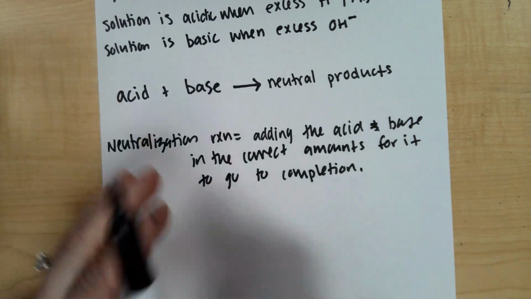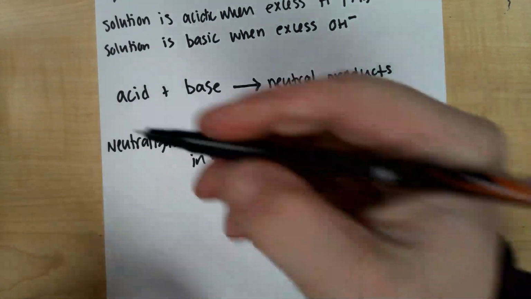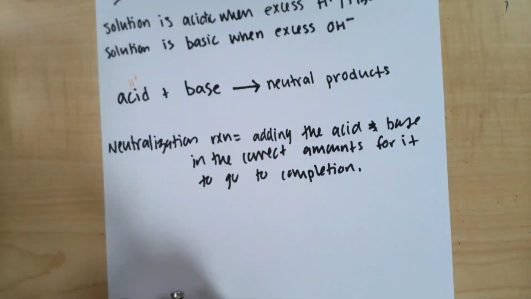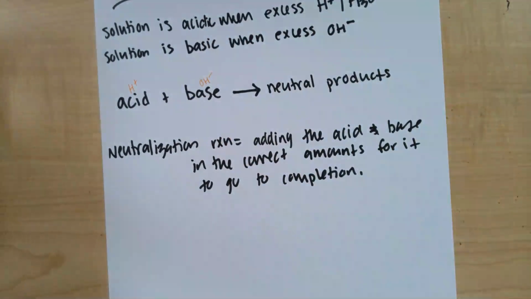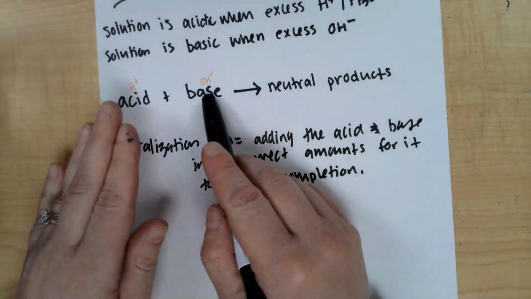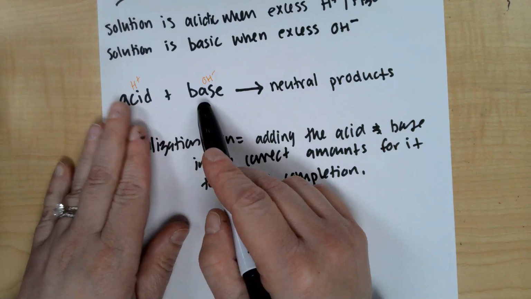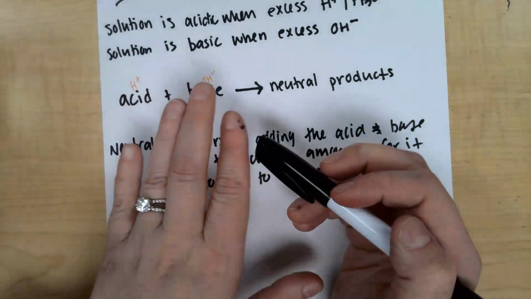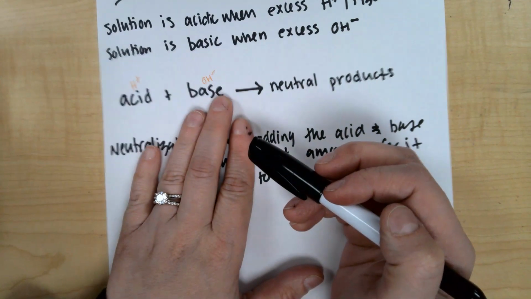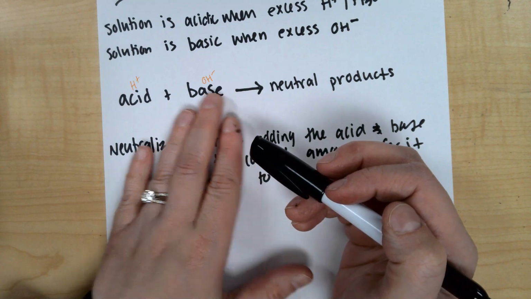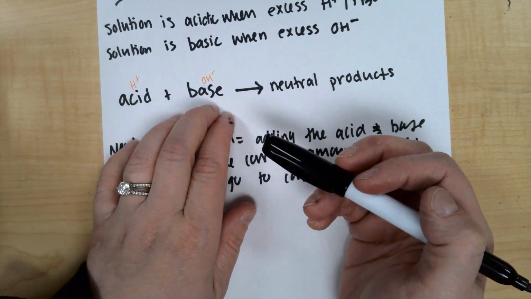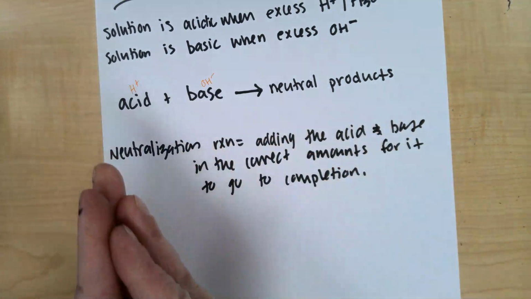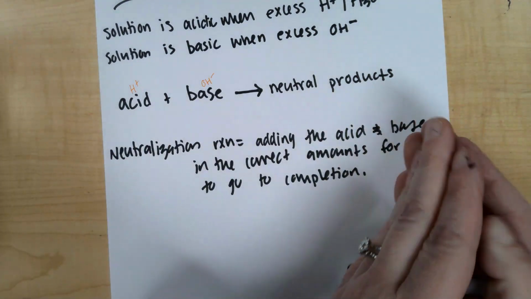So think about this. The acid means that we have some positive charge floating around, and the base has a negative charge floating around. If we add these in the correct amounts to balance each other out, then all the H plus from the acid would combine with an OH minus from the base. We wouldn't have any excess positive charges or excess negative charges. We would have added them in the perfect amount to make only the neutral products.